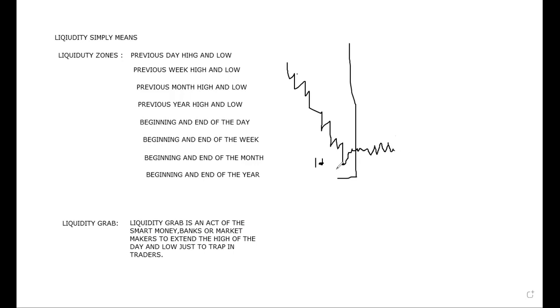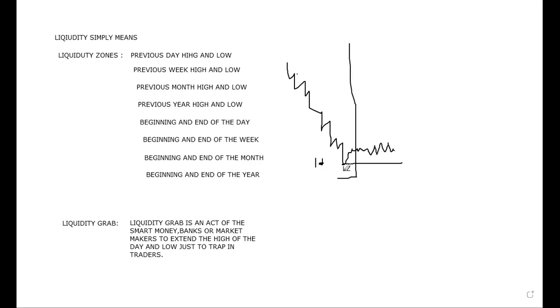Then what's this place? This is a liquidity zone, LZ, because that's the previous high, right? That's the previous high because this is the high of yesterday. I mean, this is the low of yesterday. This is the previous low. So this level here is the liquidity zone. So the market is playing around the liquidity zone.